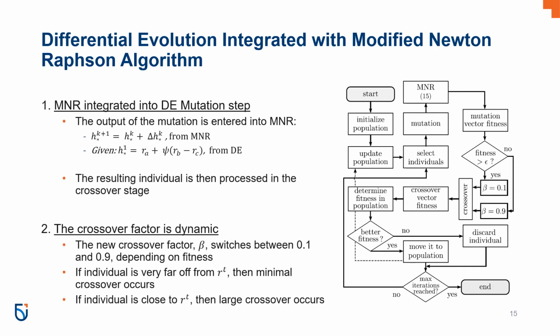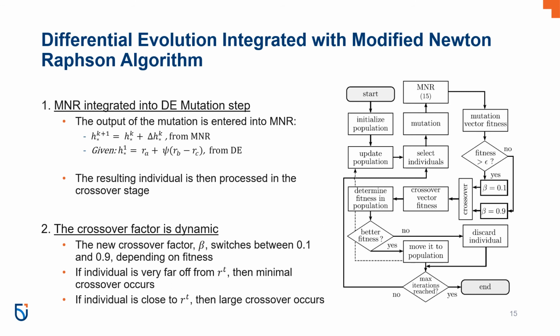The modified Newton-Raphson algorithm is integrated into the mutation step of the proposed algorithm. After the mutation stage occurs and the mutation vector is generated, this vector is fed into the modified Newton-Raphson algorithm as the initial estimation of the resistance distribution. When the modified Newton-Raphson algorithm optimizes that initial estimation, the output goes into the crossover stage.